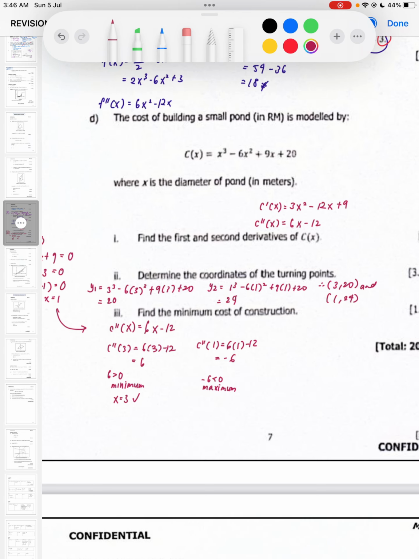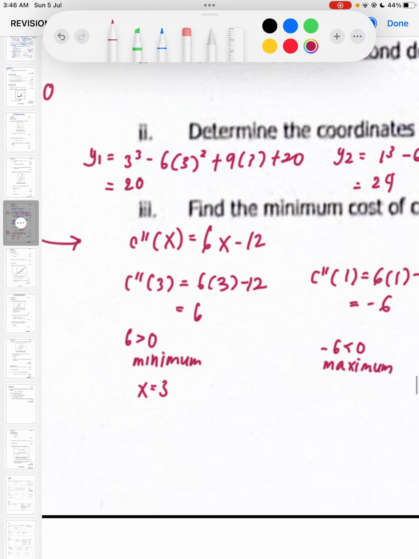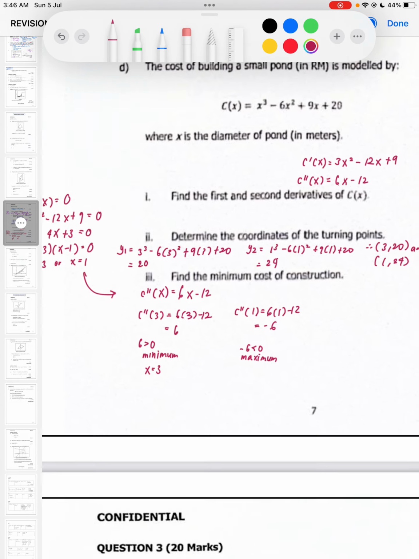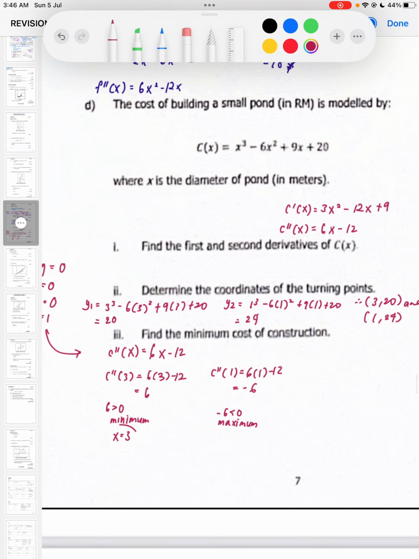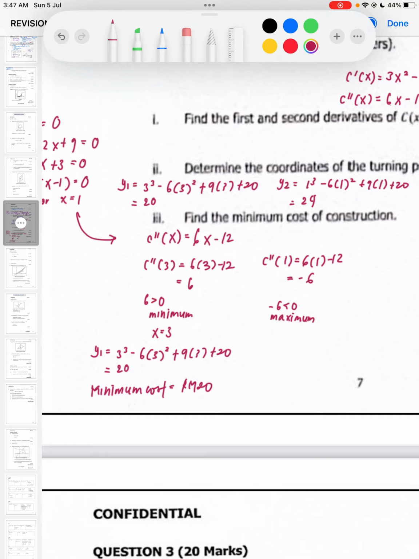Okay, wait, hold on. Is that it? Okay, that is not it. I have to mention something. Since we know that x equals 3 gives the minimum point, if we substitute this coordinate back into this equation, which I'm not going to redo again, I'm just going to duplicate this here. This means that the minimum cost would be RM20. Yeah, baru dia lengkap.